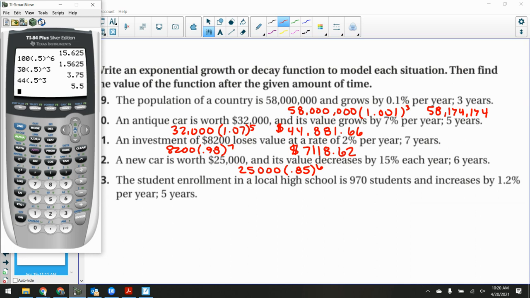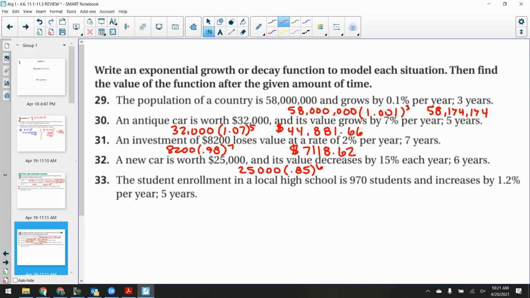You should have been 1 minus 0.15 because it's 15%. So you just move the decimal place 2 times to get a 0.15. Does that make sense? So the correct answer should have been 25,000 times 0.85 raised to the 6th power. Okay. So the correct answer should have been $9,428.74.